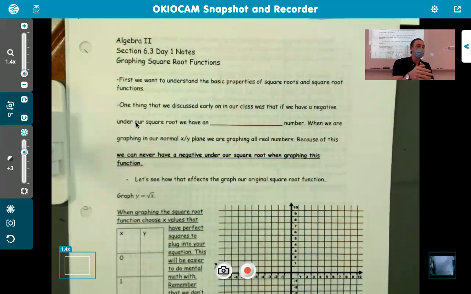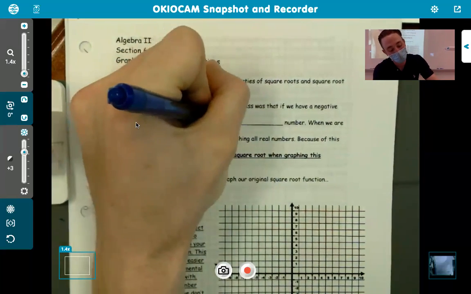So one thing that we discussed earlier on in class is that if we have a negative under our square root, what kind of numbers are we dealing with? Remember, to simplify those negatives, we had to take out an i. What did that i stand for? Imaginary. Good. So when we had a negative under our square root, we had what was called an imaginary number.